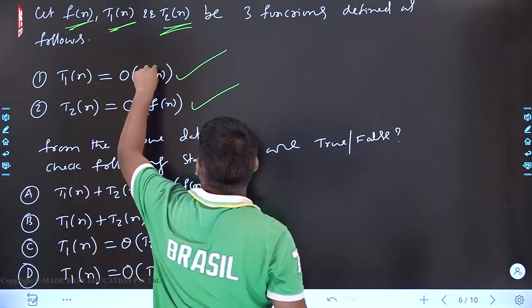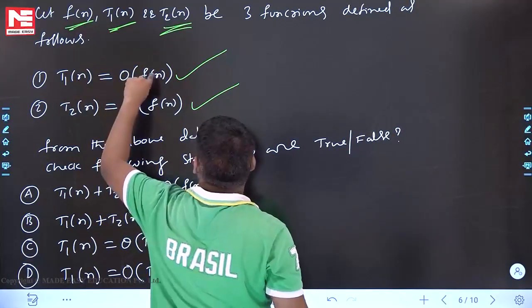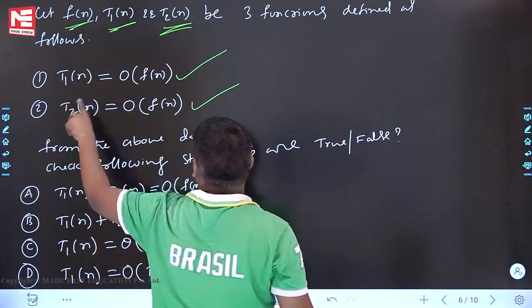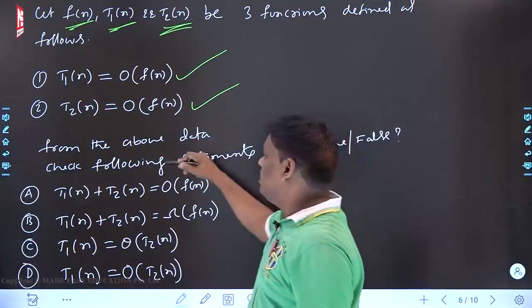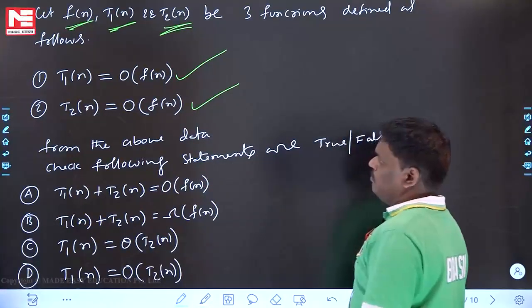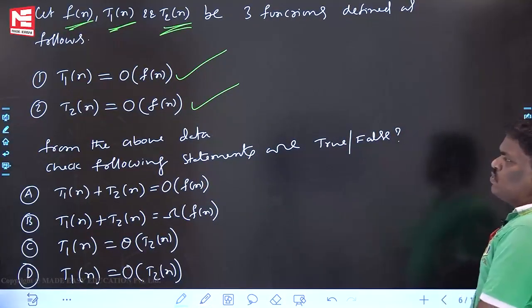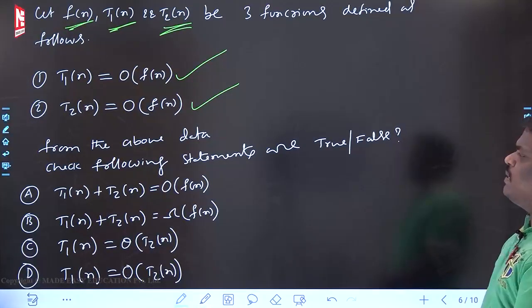What is the meaning of upper bound? Comparing T1, f of n may be greater or equal. Comparing T2, f of n may be greater or equal. Right? It is a given one. Now see the next story. From the above data, check whether the following statements are true or false. Some data is given, and they are asking us to check from the given data.